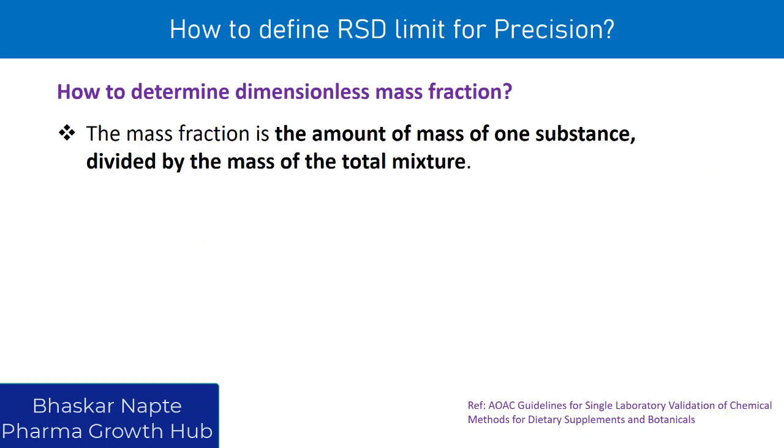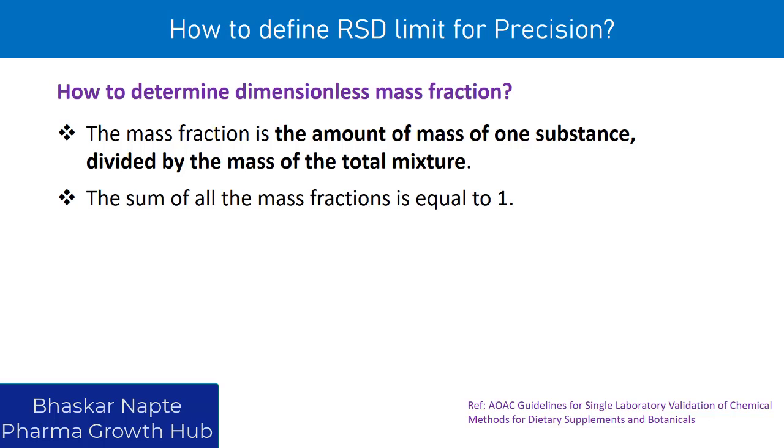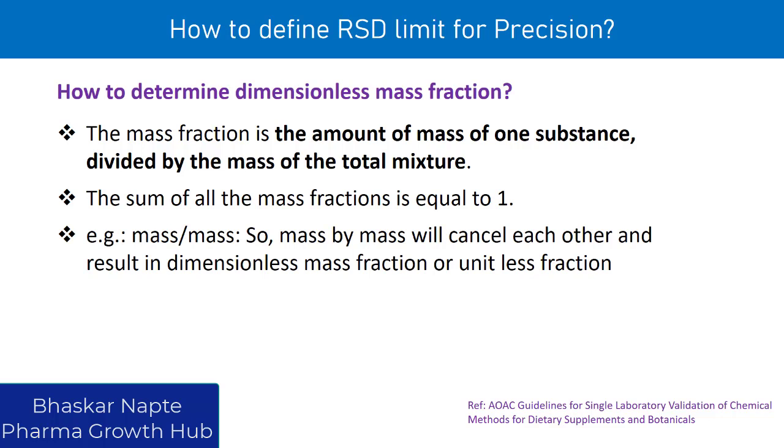The mass fraction is the amount of mass of one substance divided by the mass of the total mixture. That is the mass fraction, and the sum of all the mass fractions is always equal to 1. Let us take an example over here, the mass by mass. So the mass by mass will cancel each other and result in a dimensionless mass fraction or a unitless fraction, like milligram divided by milligram will result in a unitless quantity, or gram divided by gram, it results in a unitless quantity.